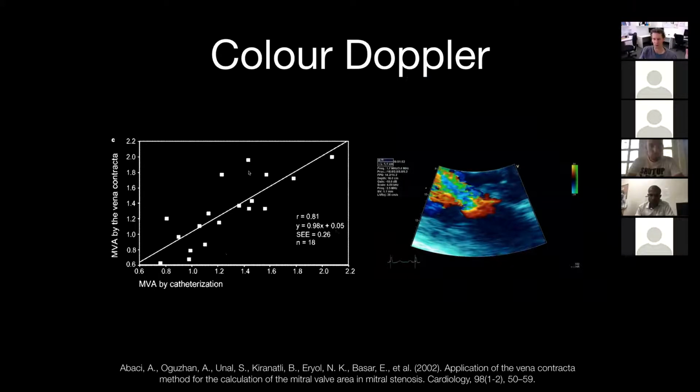This is where I got it from. Sorry, I forgot about this slide. So they have talked about the application of the vena contracta method for the calculation of mitral valve area in mitral stenosis. You've got about 3 patients that this has been validated on, so maybe not that accurate. And I'm sorry, I've forgotten the exact cutoff in this one. But get an idea that the bigger the vena contracta, the smaller the mitral valve area might be.